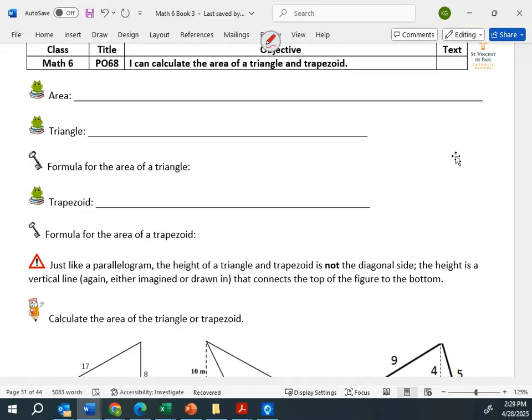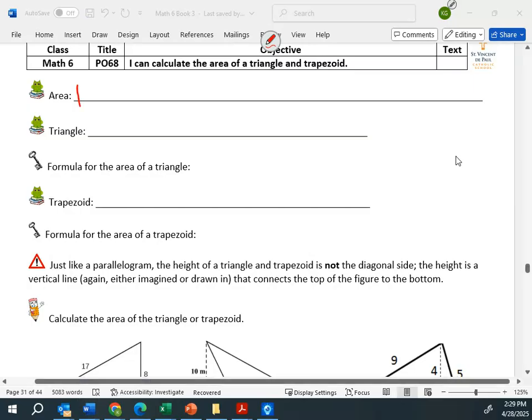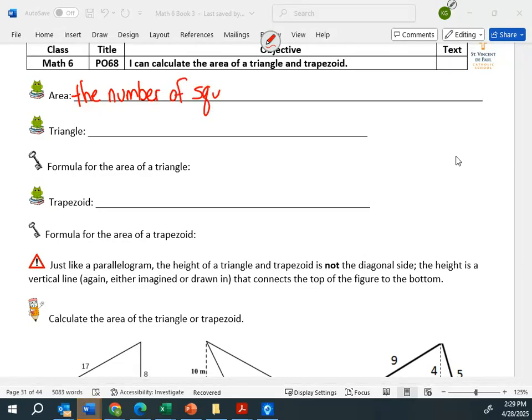So first thing to do is remind ourselves what an area is. The area is the number of square units needed to cover a figure. So just like when we were finding that area of the rectangle, the area of the square.